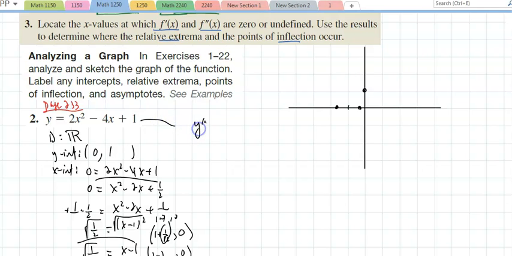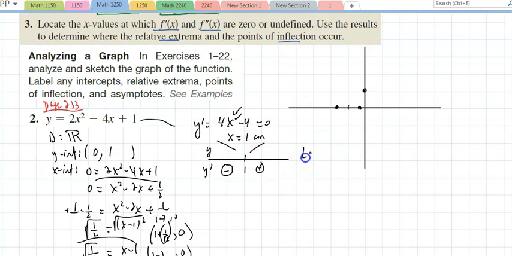If I take a derivative, wouldn't that be 4x minus 4? Where does that equal 0? That's when x equals 1. I could do my testing there. X equals 1, that's a critical number. This is y prime, this is y. If I pick a point to the left, let's say 0, 0 in there will make that a negative. And let's say 2, 8 minus 4 is positive. So we have a local minimum at 1, and if I plug 1 in, I'll get 1 minus 4... negative 1.